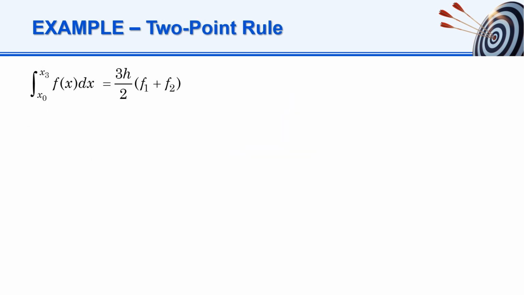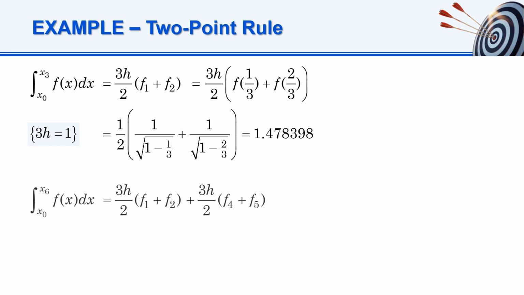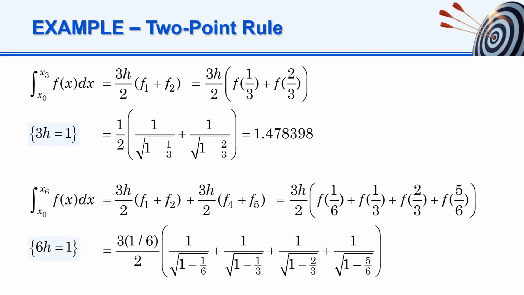The 2-point rule requires 3 panels, or equispaced 2 points for each region. Treating the integral as a single region, we calculate the function values at 1/3 and 2/3. After doing the calculations, we find that the estimate is 1.478398. Next, we divide the integration into two equally spaced subregions and apply the 2-point rule to each integral as follows. Substituting numerical values, we get 1.625426.